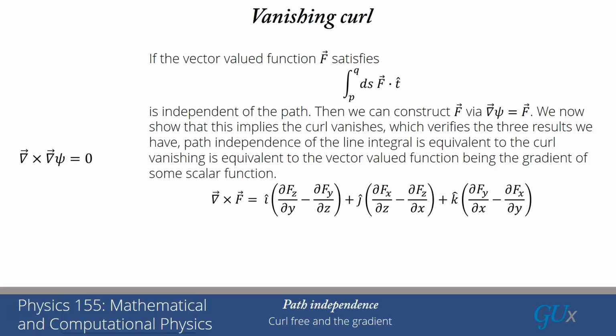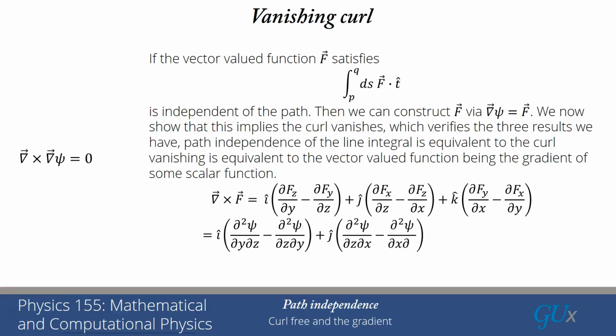They come from the gradient of psi. So we know that fz is d psi by dz, fy is d psi by dy, and fx is d psi by dx. So let's plug that in. What we find is we get the second derivative of psi with respect to y and with respect to z, minus the second derivative of psi with respect to z and with respect to y. That's the x component, and then there are similar second derivatives for the y and z components.